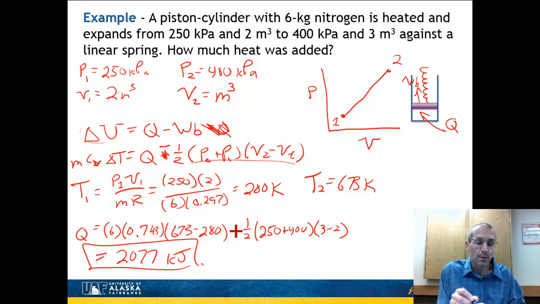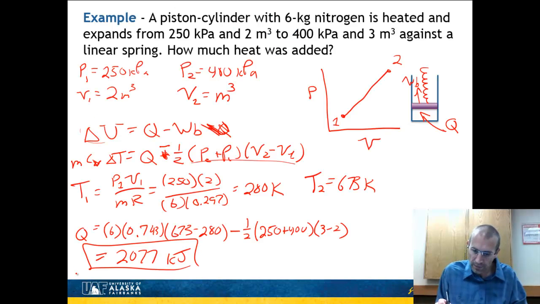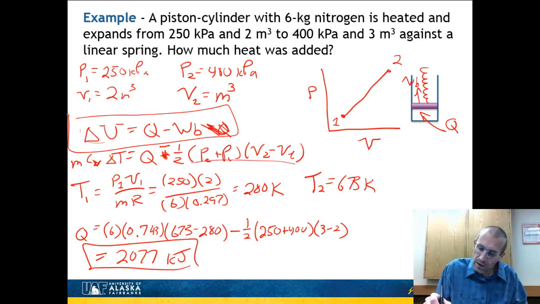All right, so there was a problem where it wasn't constant pressure, wasn't constant volume, but by starting with the first law energy balance, it was really clear. I had delta U, so I used Cv in that equation.